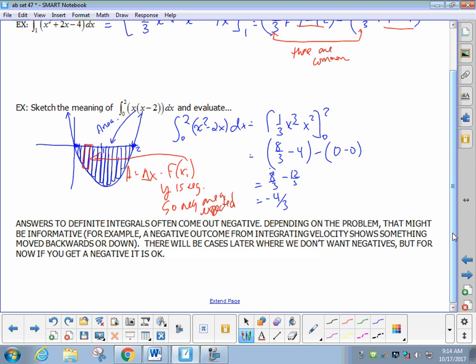Other times, when I say find the geometric area surrounded by, well, then you want it to be positive, and you'll make it positive. But for now, negative is okay for some problems. Okay, so don't kook out if you get a negative. It's all good.